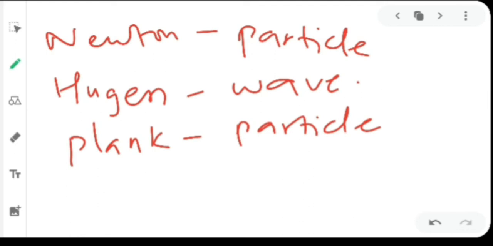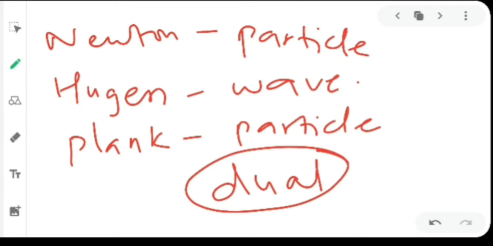But nowadays we consider light as having a dual nature. Why is light dual in nature? Because it behaves in particle form as well as in wave form. While it is interacting with matter, it is in particle form, and when it is interacting with waves, it behaves as a wave. So we may have different considerations about the nature of light, but light has a dual nature.